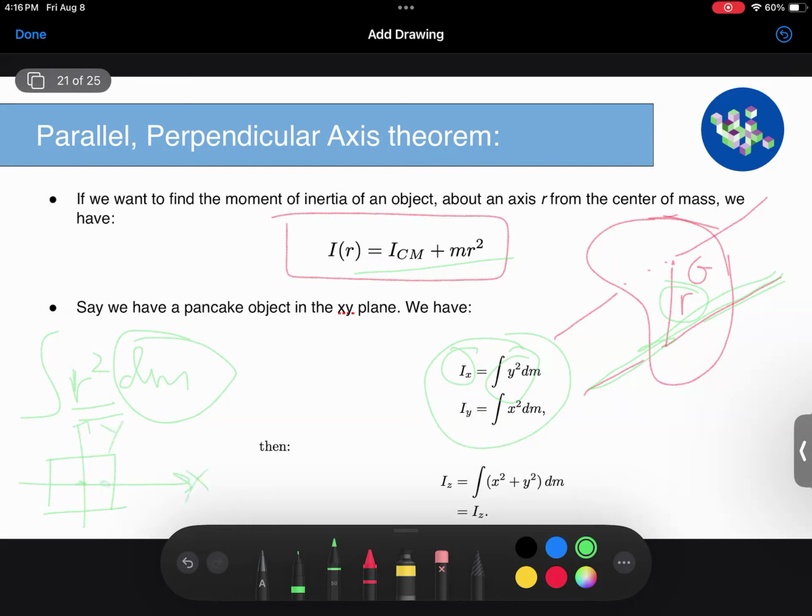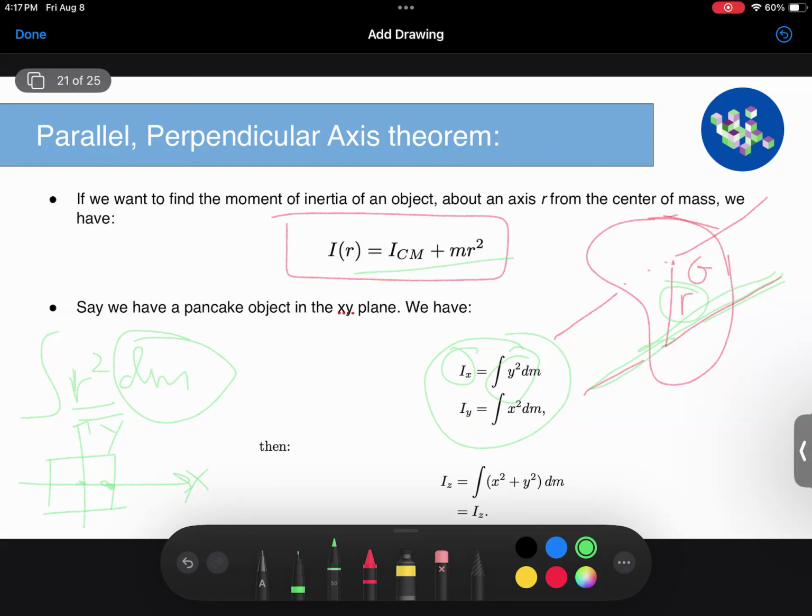If I'm looking at a point on the x-axis, the distance to the x-axis would be 0, but the distance to the y-axis would be x, whatever the x coordinate is. So I'm not integrating the x coordinate when I'm finding the moment of inertia about the x-axis. I'm looking at the distance to the y-axis. So it would be Ix equals the integral of y squared dm, and Iy equals the integral of x squared dm.